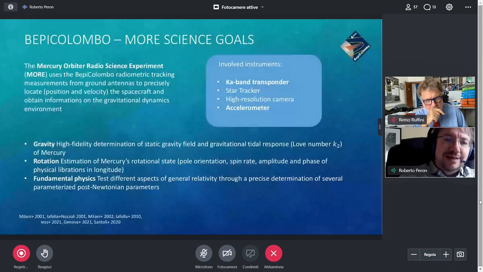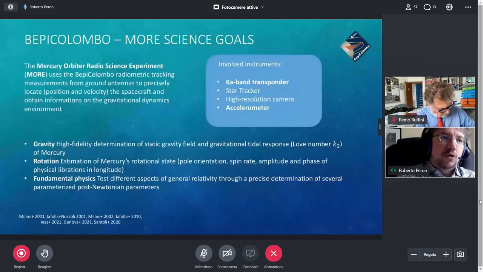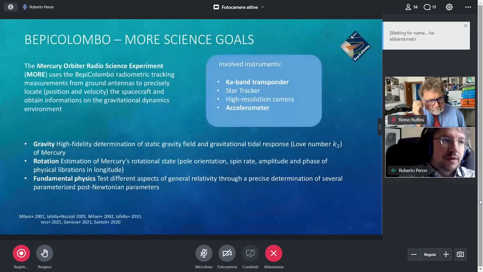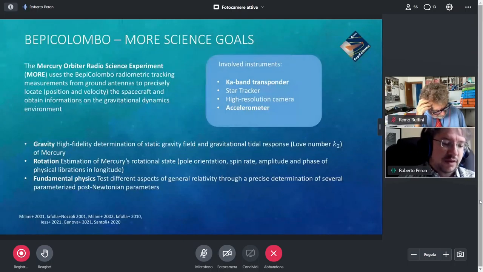Okay, now we go a little bit into the details of BepiColombo. BepiColombo features a very complete radio science experiment package, which features four basic instruments which would produce the data for three different experiments. Indeed, they are a unique experiment. We speak about the gravity experiment, the rotation experiment, and the fundamental physics experiment. The basic objectives are the study of the gravitational field of Mercury in order to get information on its geodesy and geophysics, rotation in order to have further information on its structure and composition, and fundamental physics tests of general relativity theory.